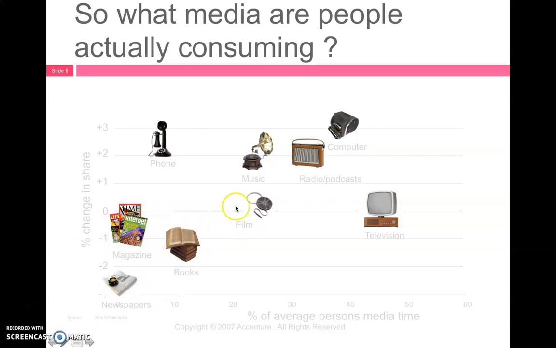And we can see things like newspapers and magazines have really gone down, and books, these are the traditional mediums. And things like the computer, a very archaic image there, radio and podcast, and of course the phone, the usage and share has gone through the roof as these have become more and more accessible. But also the fact that something like the computer and the phone integrates so much of the other elements within it now because of convergence.